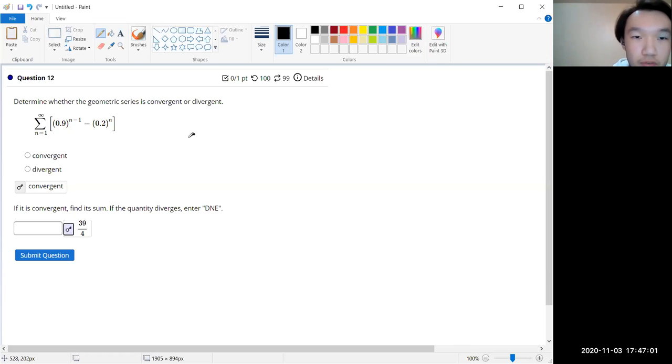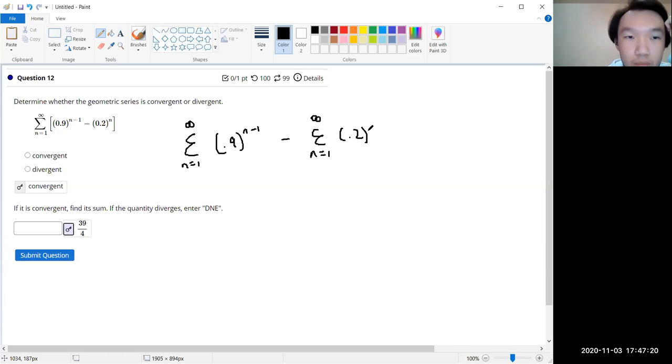So we have the summation as n equals 1 to infinity of 0.9 to the n minus 1, minus the other summation, 0.2 to the n. Okay, hopefully you got that part. Do you know where to go from here or no?